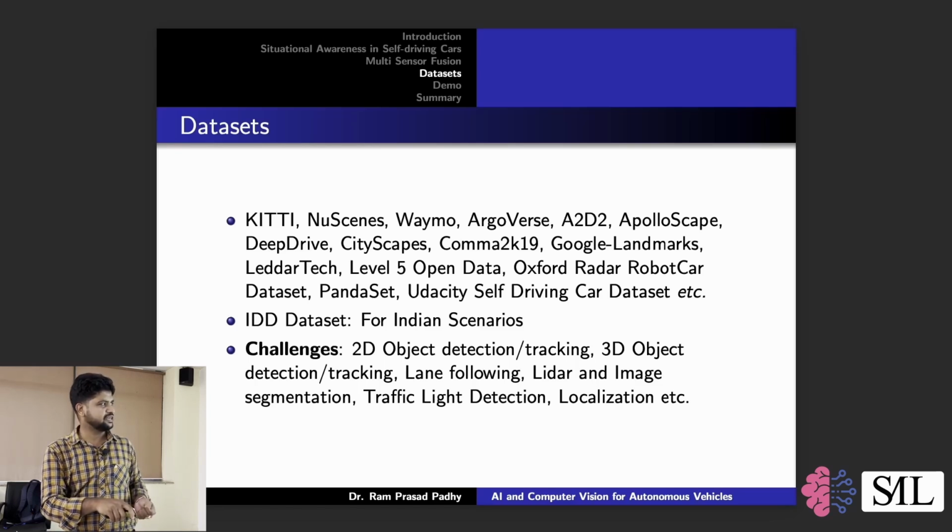Then lane following, LiDAR and image segmentation, traffic light detection. Again, localization is very important. It is always important. Localization, simultaneous localization and mapping, or even parallel tracking and mapping. This is always a green field in robotics, because the environment never remains the same. Environment is always different, right? So when the environment is different, the simultaneous localization and mapping method is different.